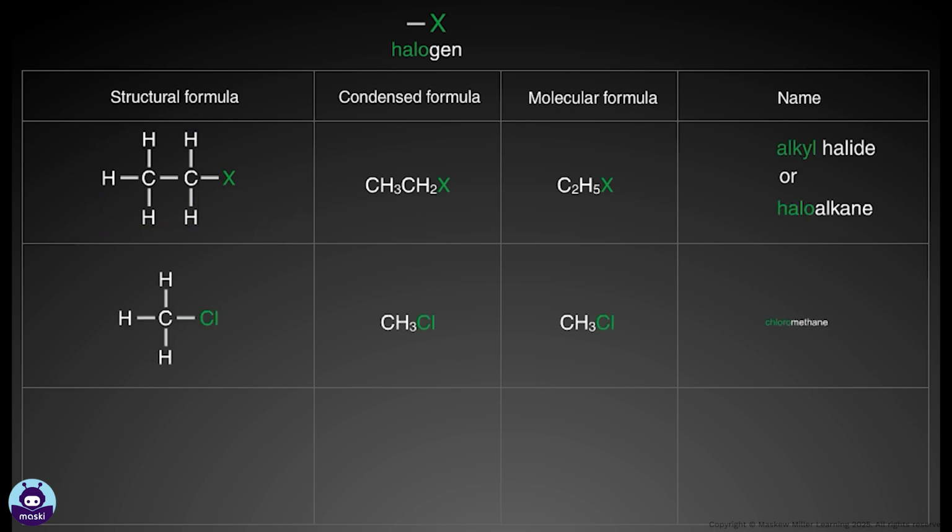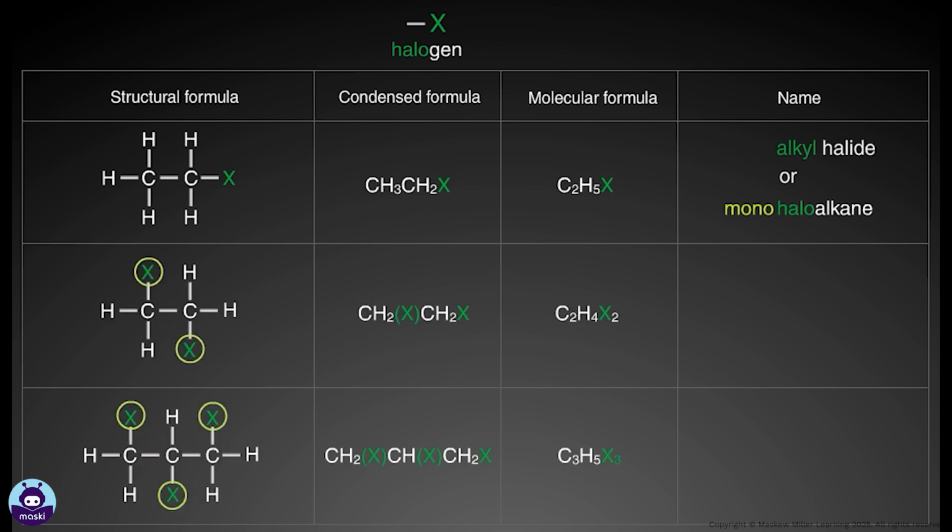Examples of alkyl halides are chloromethane and bromoethane. An alkyl halide is an alkane where a hydrogen atom has been replaced by a halogen atom. If an alkane contains a single halogen atom, it is a monohaloalkane. If it contains 2 or 3 halogen atoms, it is a dihaloalkane or a trihaloalkane, respectively.